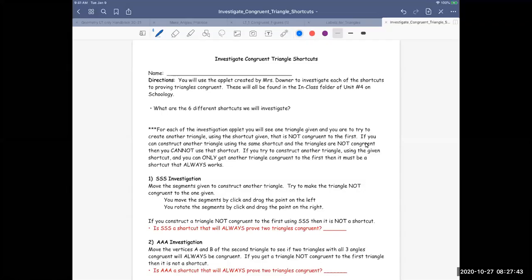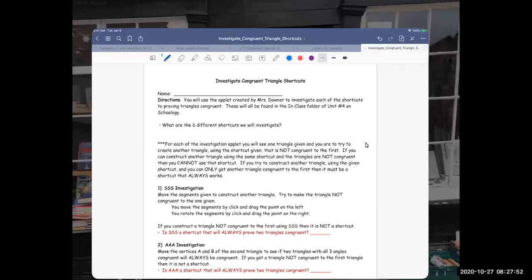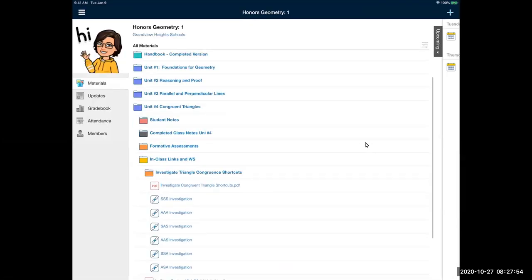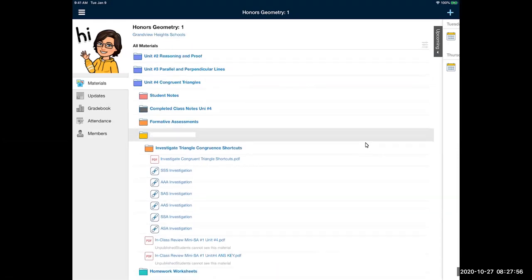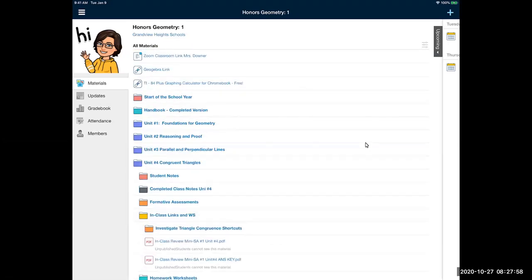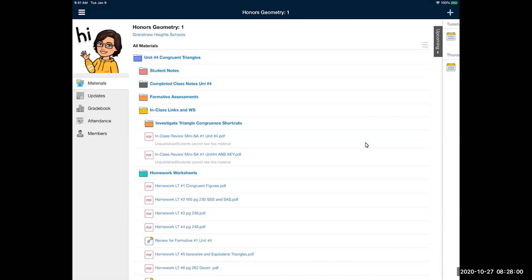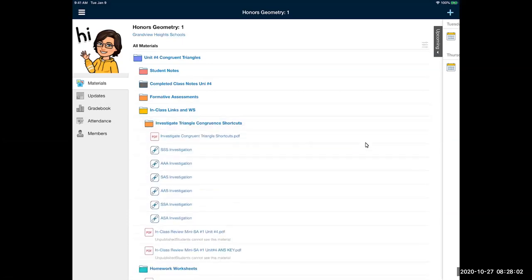All right, so in this movie, you're investigating congruent triangle shortcuts. You'll find all of this on Schoology in Unit 4, in-class links and worksheets. It's the yellow folder, and then you'll see a folder for investigate triangle congruent shortcuts. The worksheet that we have in class is up there, and then the investigations. So let's look at that worksheet.